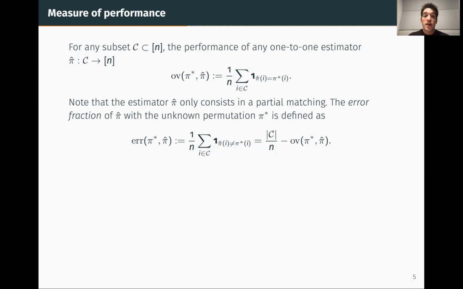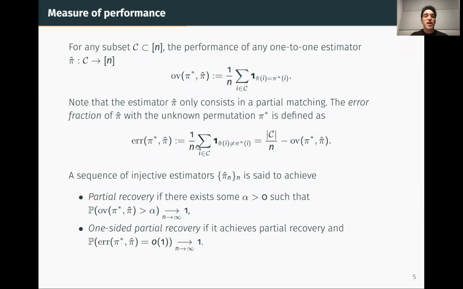So pi hat here only consists of a partial matching, all right? So if we think of pairs, we won't necessarily have n pairs in pi hat. We can only have, say, 50% of the nodes that are matched. But what we want is that the overlap is strictly positive and as high as possible. Conversely, the error fraction is simply the number of nodes that are not correctly matched on C by pi hat, also here divided by n to get a fraction.